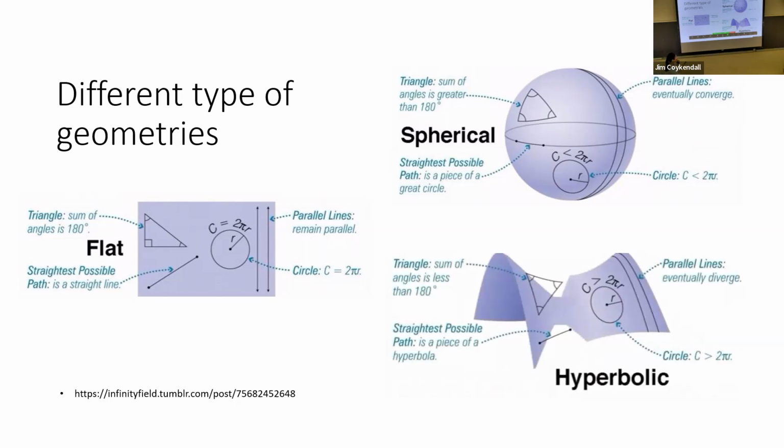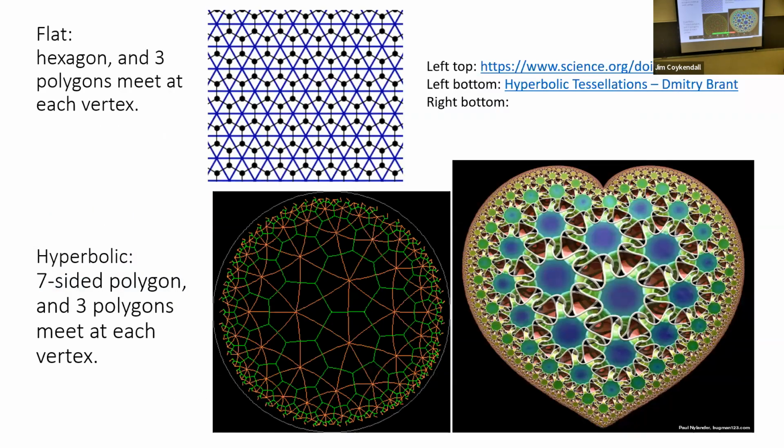In hyperbolic geometry, the sum of angles will be smaller, and any parallel lines will diverge at the end. They will never meet, and they diverge. Here are some hyperbolic tilings. So on the top here, it is the flat one. The flat one, we know it very well.